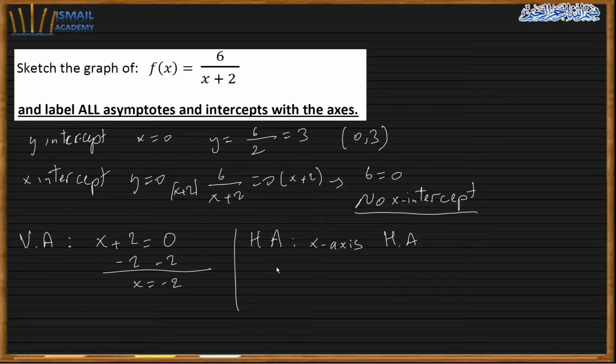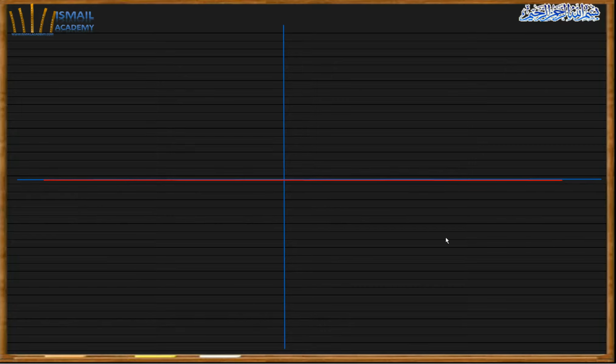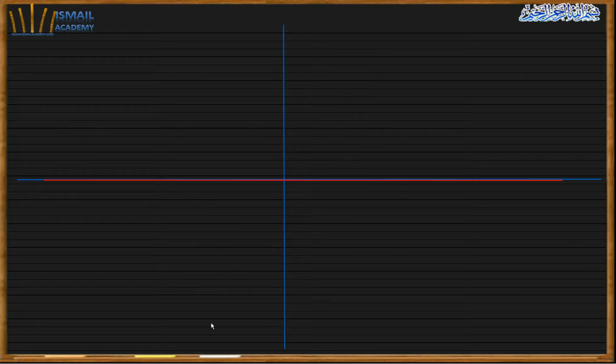Okay, so this is the information I need. What I need to do now is graph it. So let me put the coordinates, put my asymptotes, and pick some points. We know that the horizontal asymptote is the x-axis, so I'm going to draw the asymptote here, which is this one, and I have the vertical asymptote, which is x equals minus 2. So this is minus 1, minus 2. I'm going to draw a line here. There we go.